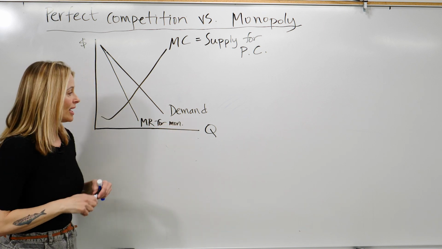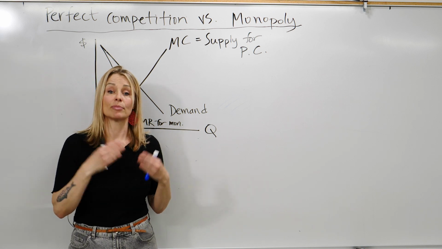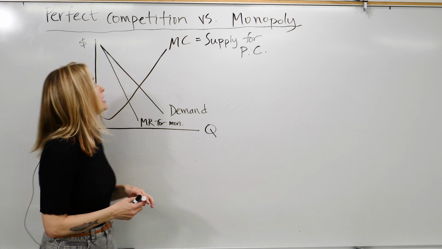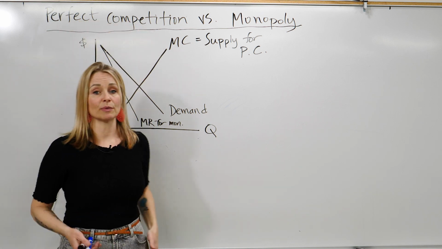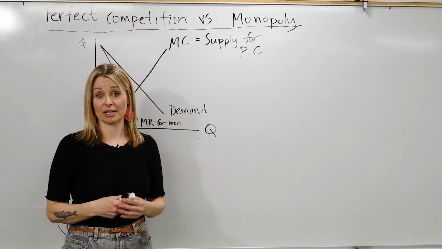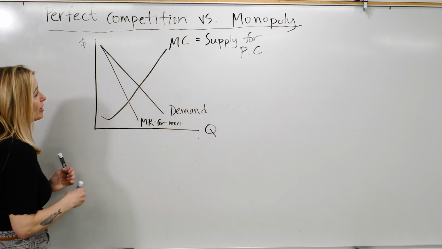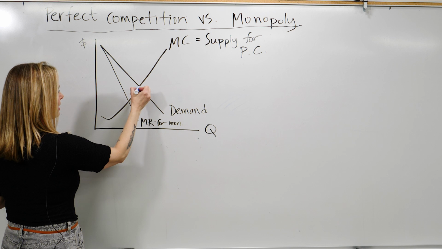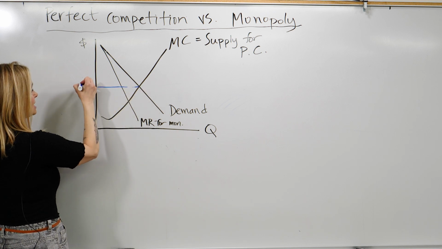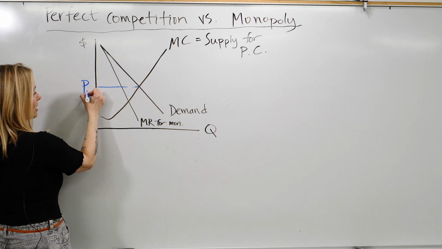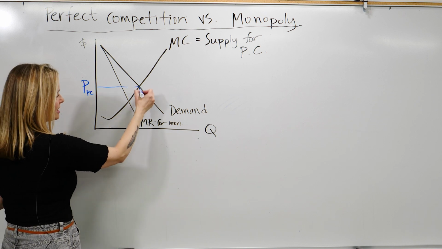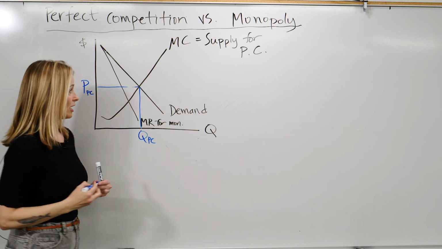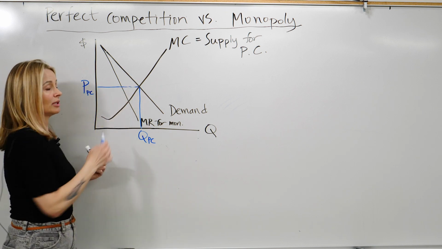Okay, so now we're going to compare and contrast what's the profit maximizing quantity and price for each scenario. So for perfect competition, we know that supply and demand is what's going to determine the price. So if this is the supply curve and this is the demand curve, then this would be the price for perfect competition, and this would be the quantity they would be producing. So that's just the equilibrium.